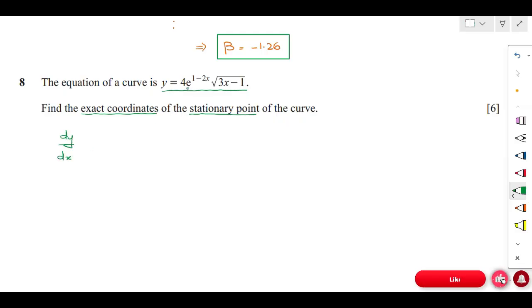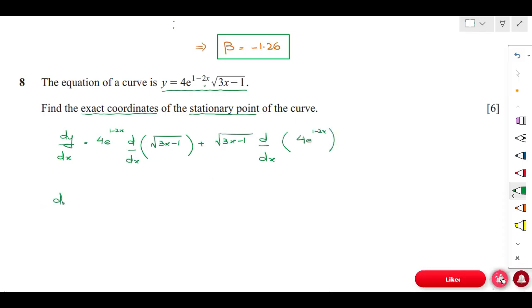Okay, so this is the exponential function and the radical function. The product rule we have to apply. The first function is 4e to the power 1 minus 2x. Take the derivative of the second function, which is root of 3x minus 1, plus the second function as it is, times the derivative of the first function, 4e to the power 1 minus 2x.